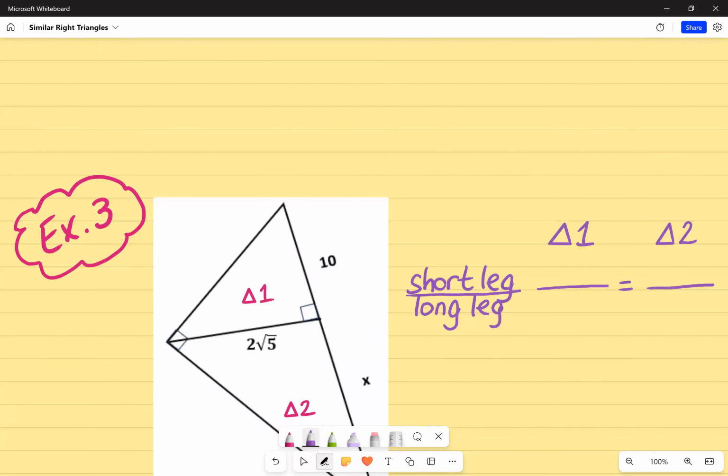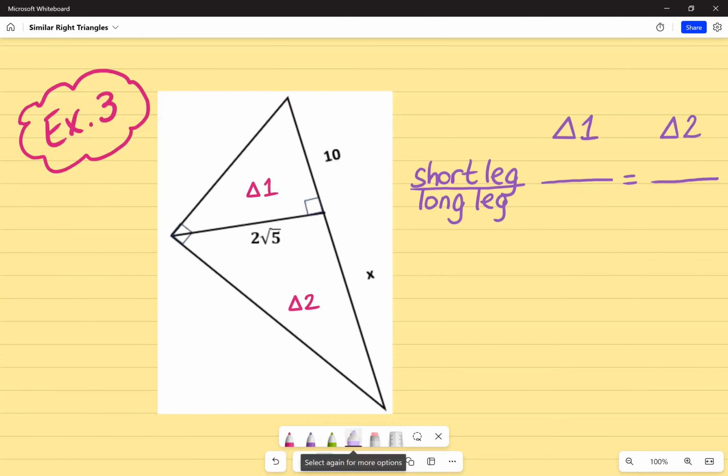And then our last example, my first strategy is to look around my bigger triangle to see if I have information for 2 sides. I do not. I only have the information for the hypotenuse of the bigger triangle, so I can't use the hypotenuse. I do have 2 legs, and then I want to see what they share. So it doesn't matter. A few minutes ago, I did long leg over short leg. Now I'm doing short leg over long. It doesn't matter. You just have to be consistent. Whatever you put on top stays on top, whatever you put on bottom.